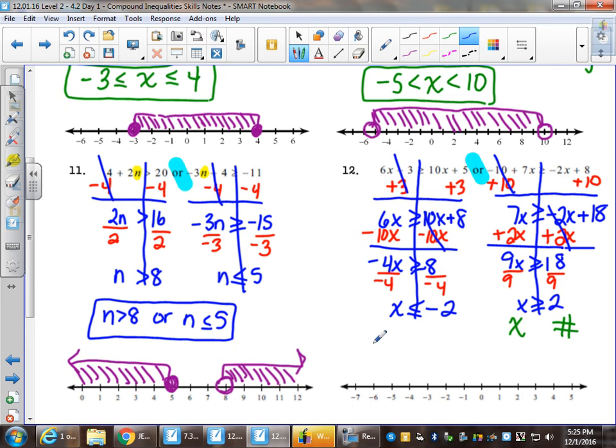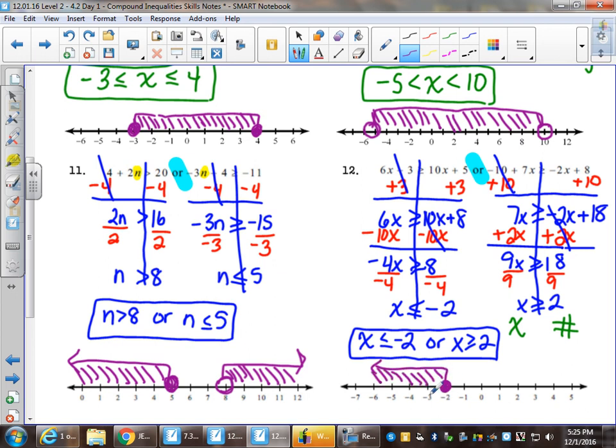This was an or, so let's finish writing the statement. X is less than or equal to -2, or X is greater than or equal to 2. Solid dot on -2, less is to the left, or greater than or equal to +2.